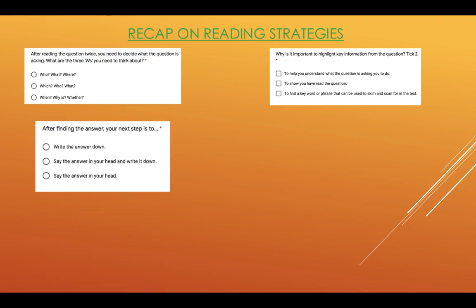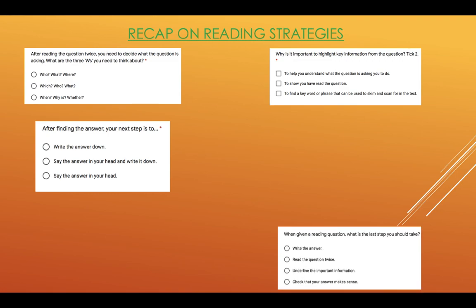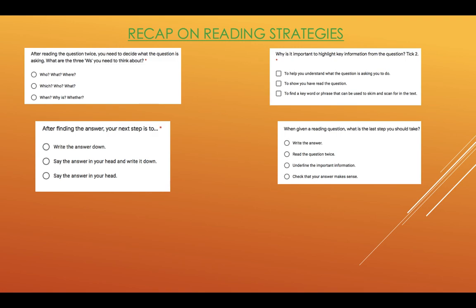After reading the answer, your next step is 2. Is it 1, write the answer down? 2, say the answer in your head and write it down? Or 3, say the answer in your head? When given a reading question, what is the last step you should take? Write the answer, number 1. Number 2, read the question twice. Number 3, underline the important information. Or number 4, check that your answer makes sense.